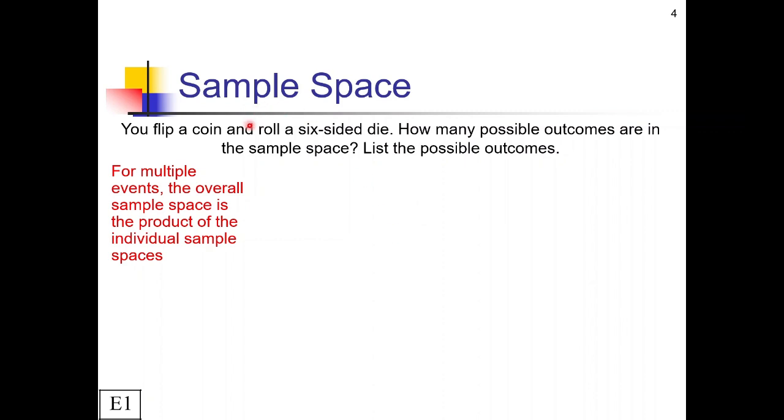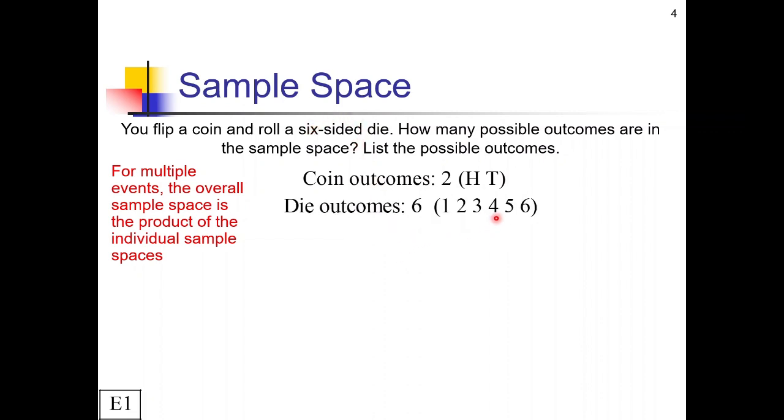Alright, so let's break these down individually first and then we'll put them back together. For the coin outcomes, we know that there's two of those, heads and tails. And then for the dice roll outcomes, there's going to be 6 of those because it's a 6-sided die. And we have the numbers 1, 2, 3, 4, 5, and 6 for those. Since there's 2 coin outcomes and 6 die outcomes, that means the overall sample space is going to be 2 times 6, or 12. So 12 different possible outcomes, a combination of a coin flip and a die roll.